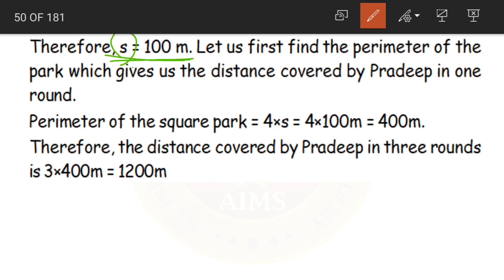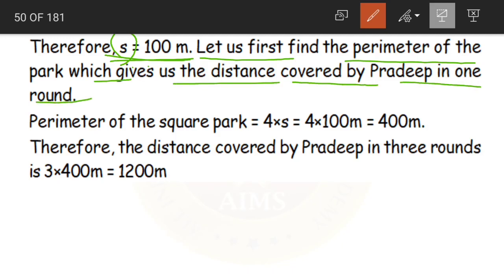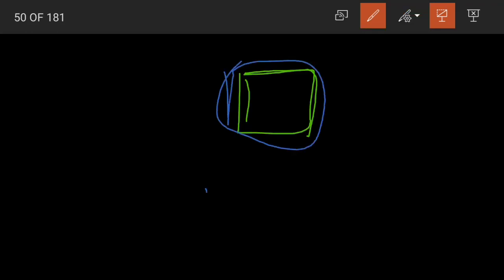S is nothing but the side, the length of one side of a square. Now let us find the perimeter of the park, which gives us the distance covered by Pradeep in one round. Yes, just as we have discussed, when we say the perimeter, this whole part becomes the perimeter. So when we find the perimeter, we find the distance covered by Pradeep in one round. This will be one round.